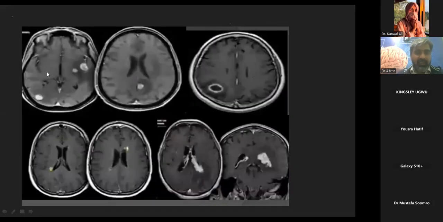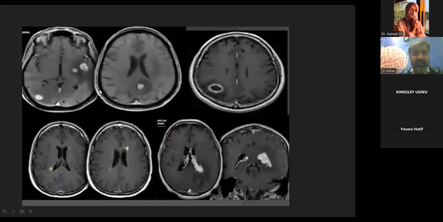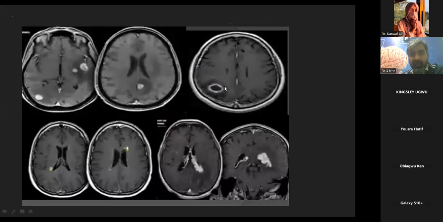So what kind of lesion is here? There are multiple lesions above, in the first two sequences, this one and this one. There is a solid enhancement at the gray-white matter junction with significant perilesional edema. And this is the ring enhancement, with perilesional edema.